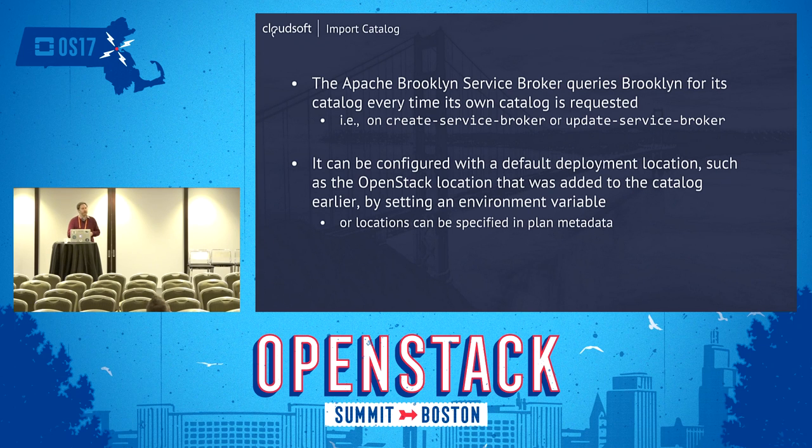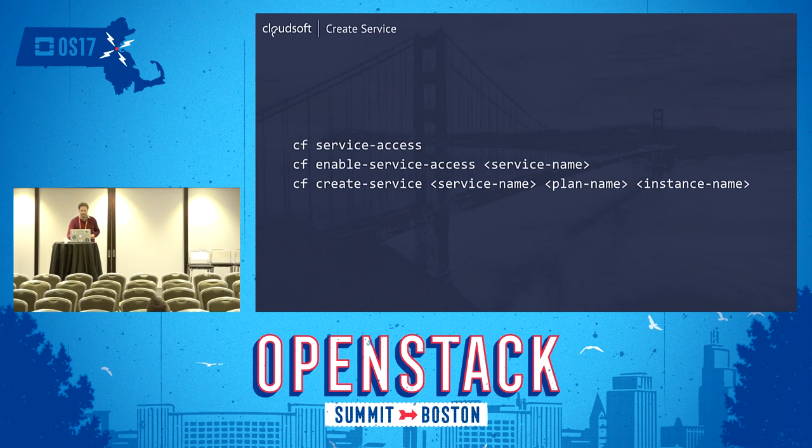The service broker itself can be configured with a default deployment location, such as the location that we created earlier using OpenStack. And this is very simply done by setting an environment variable. But if you wanted to have individual plans that deploy to different target locations, you could also specify that within the plan metadata. So these Cloud Foundry commands should be fairly familiar to most people. Once you've created the service broker, you can have a look at the access of all of the plans that have been imported and enable those particular services to the marketplaces of the different orgs within Cloud Foundry.